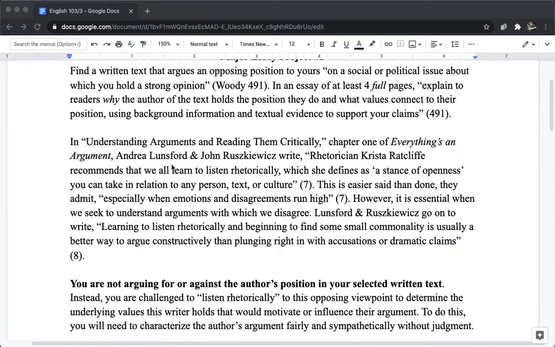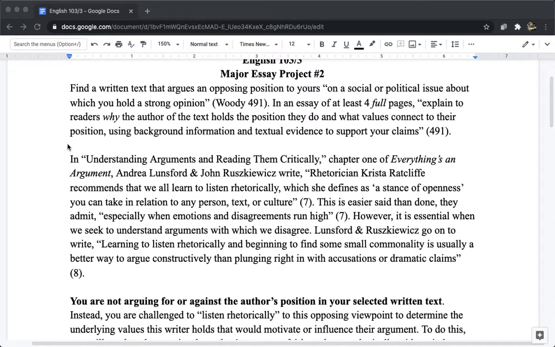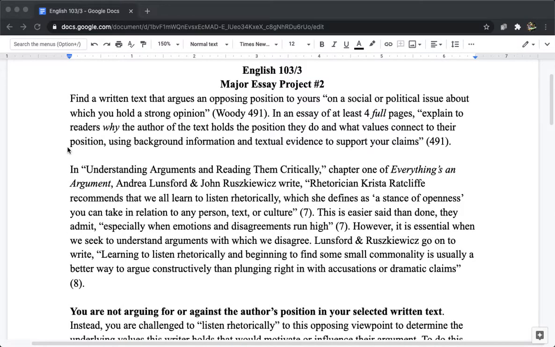Okay, so let's go ahead and break this down. What you're going to do is conduct a little bit of research. You're going to find an article or an essay that's written about an issue, whether it's a political issue or a social issue, that you have a strong opinion about. So it should be something that you care about and have strong views about, not something that you're kind of wishy-washy on. But the article or essay that you select should be arguing against your position. It should be espousing a viewpoint that you disagree with.